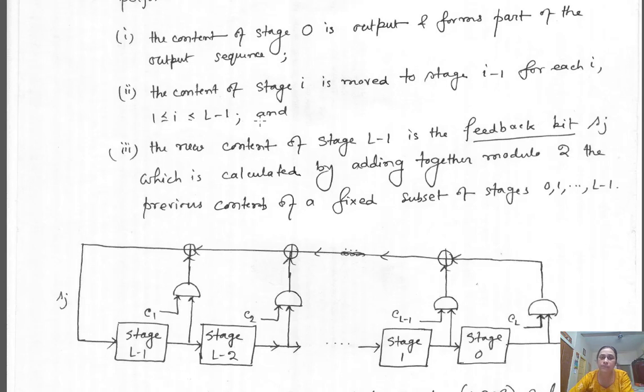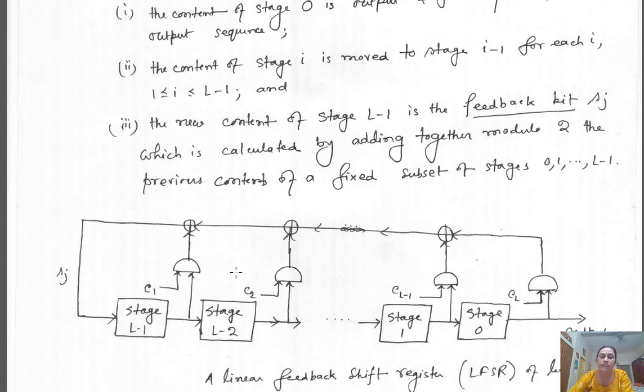And the new content of stage L minus 1 is the feedback bit Sj, which is calculated by adding together modulo 2 the previous contents of a fixed subset of stages 0, 1 to L minus 1.